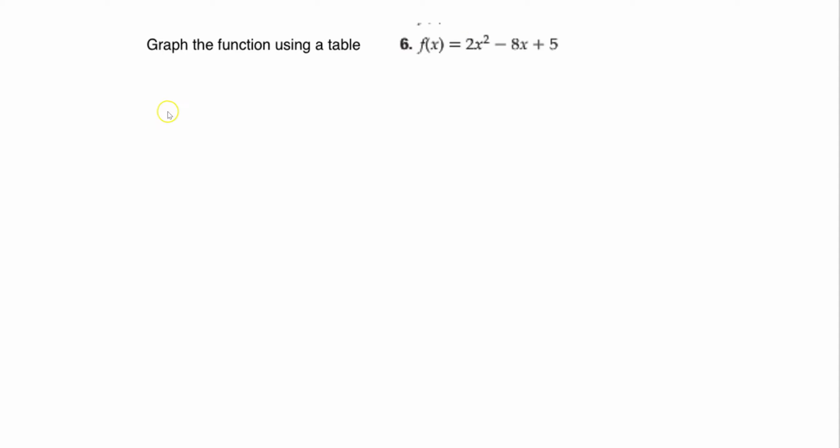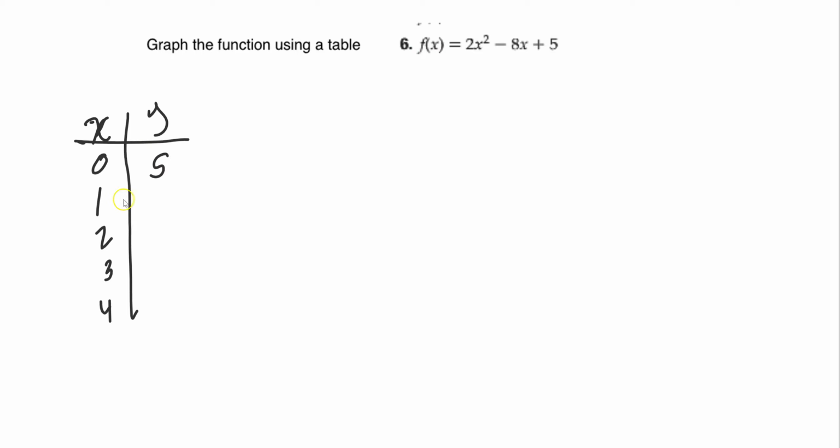The first time I always do it with a table, just like your calculator does. By default, when you put your calculator to graph something, it just makes the table really fast. So we're going to go 0, 1, 2, 3, 4. With my x's, I plug them in. Plug in 0, I just get 5. If I plug in 1, 2 times 1 squared minus 8 times 1 plus 5, I get 2 minus 8 plus 5, negative 1.